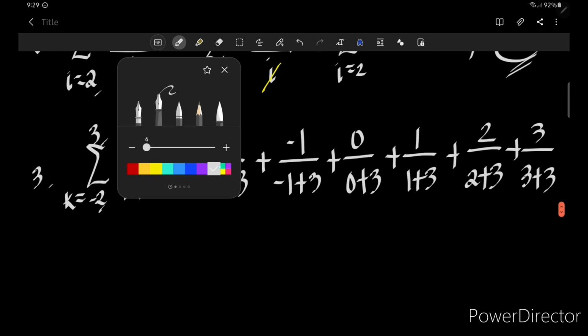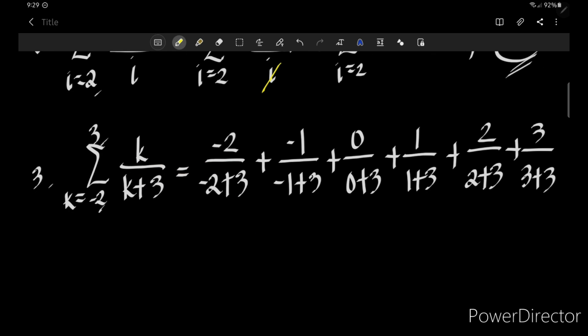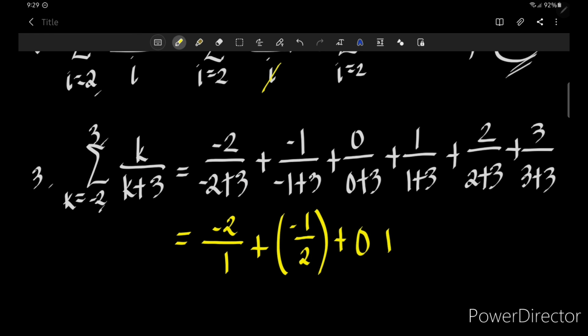So, let us try to simplify this one. Sa first term, we have negative 2 over 1, so this is positive 2 sa denominator. Meron tayong negative 1 half plus 0 plus 1/4 plus 2 fifths and plus 3 over 6, or 1 half.